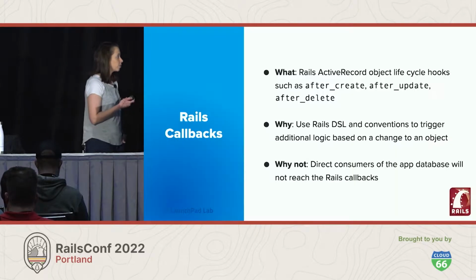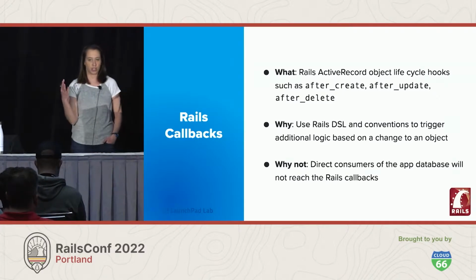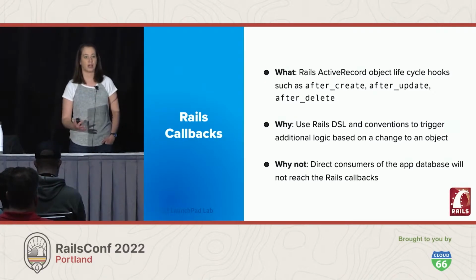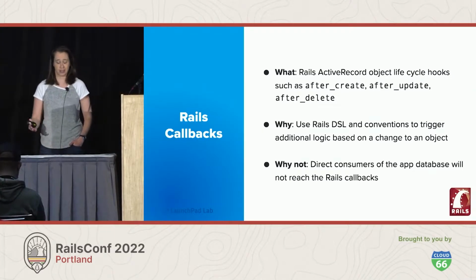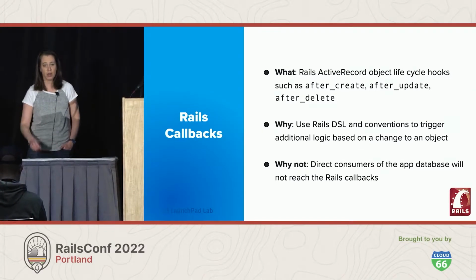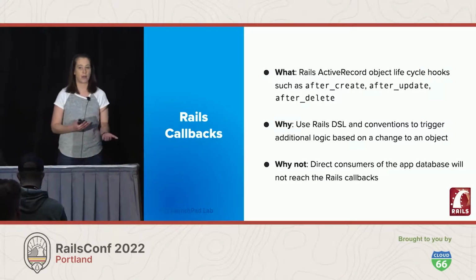So the first approach I explored to understand if data's changing, how to go ahead and propagate that down to the other side, was Rails callbacks. Rails callbacks provide a nice DSL for kicking off another service or logic once something happens in the database, right?